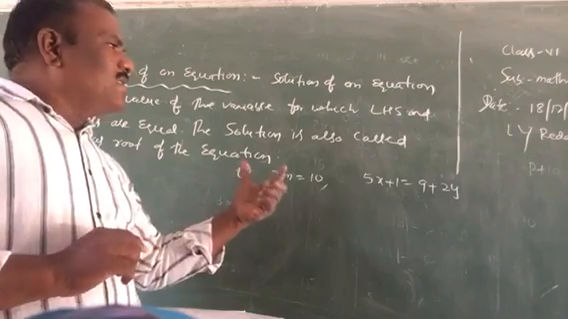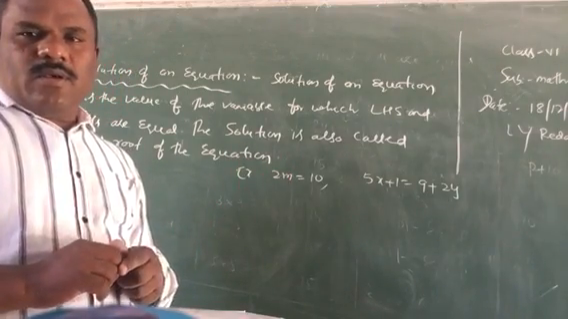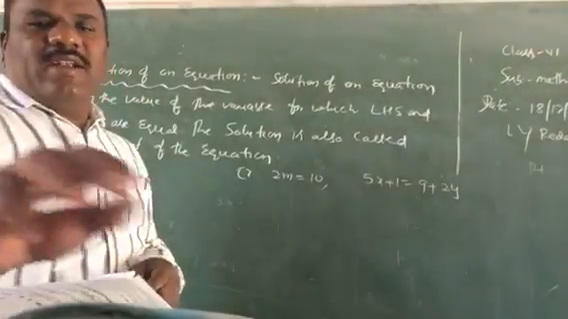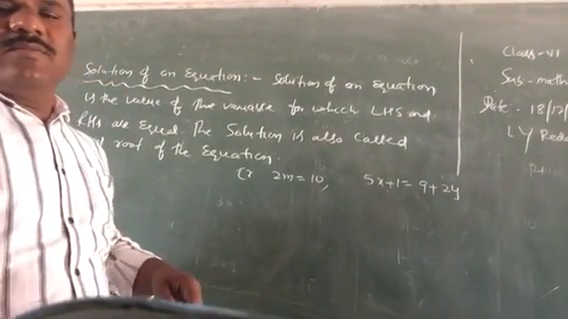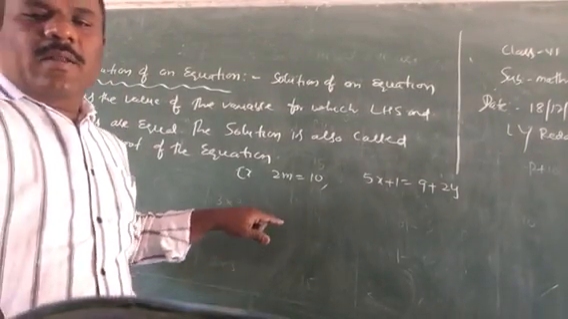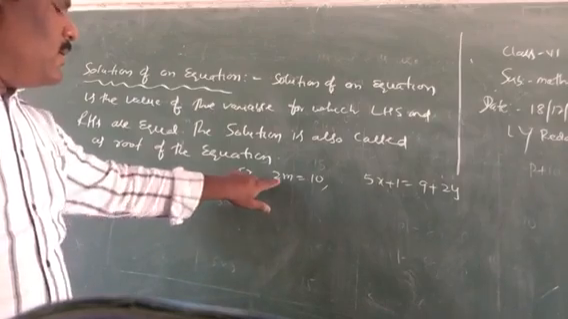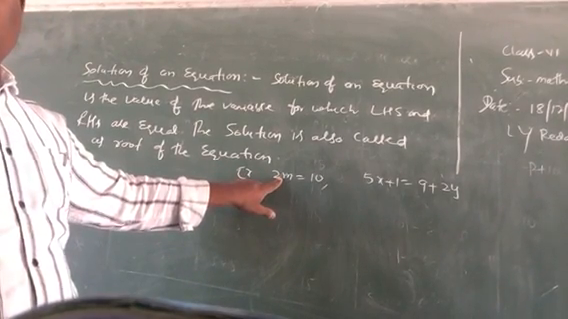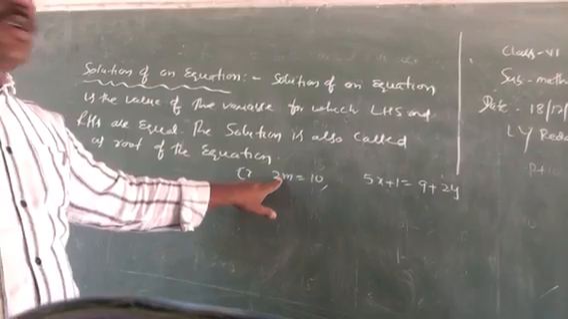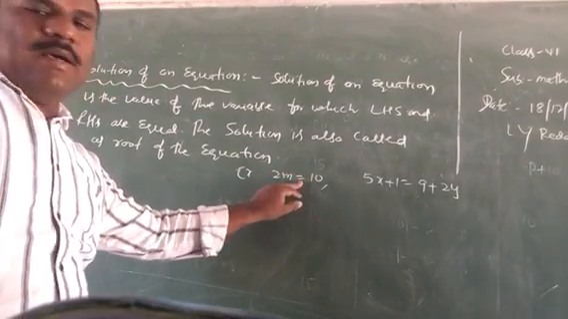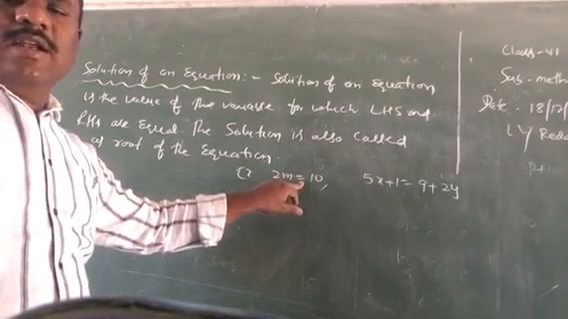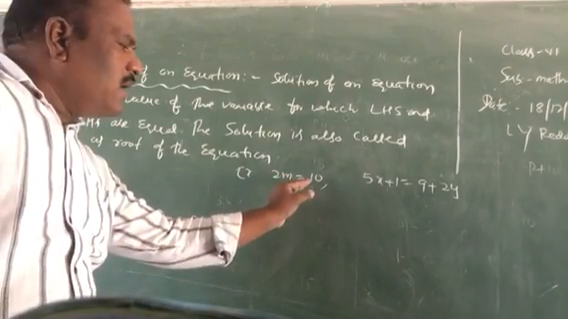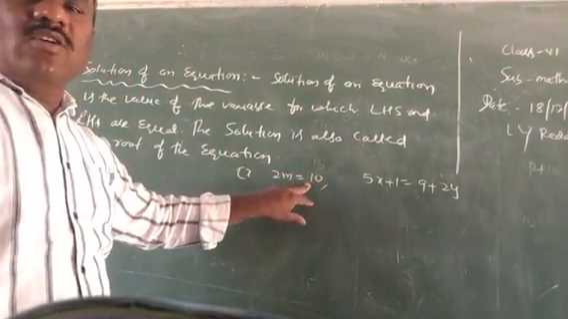So what are LHS and RHS? My dear children, I will give you a very straight example. The value of the expression to the left of the equal sign is called LHS, and the value of the expression to the right of the equal sign is called RHS.